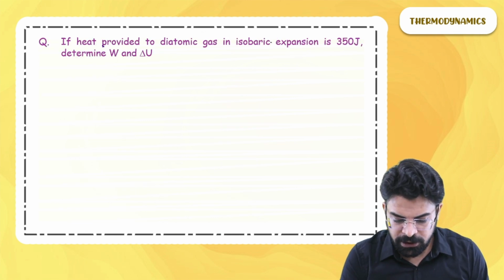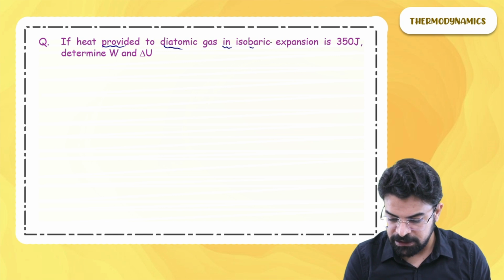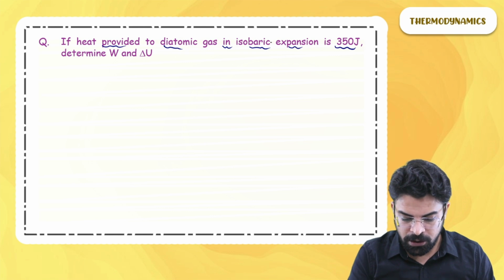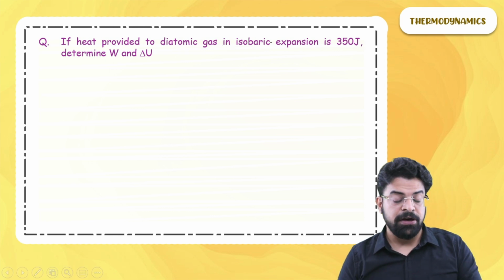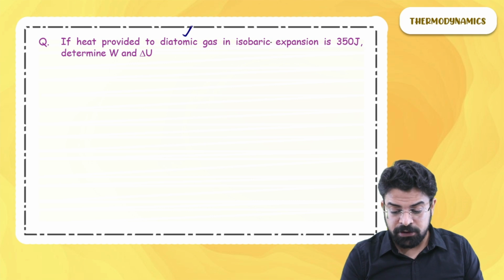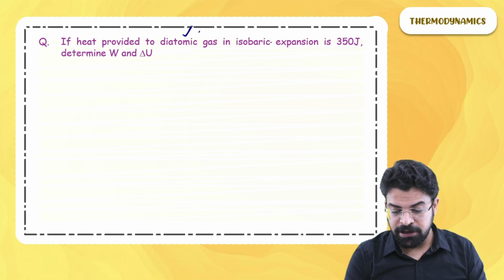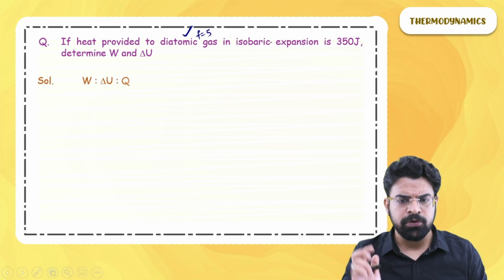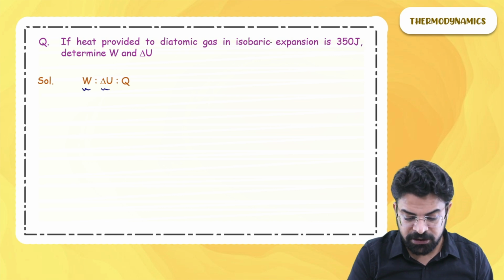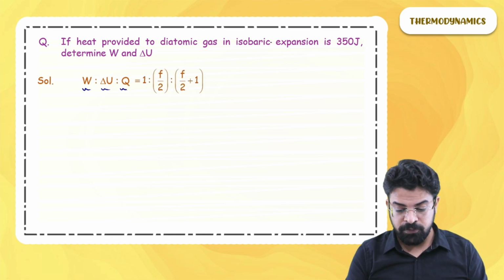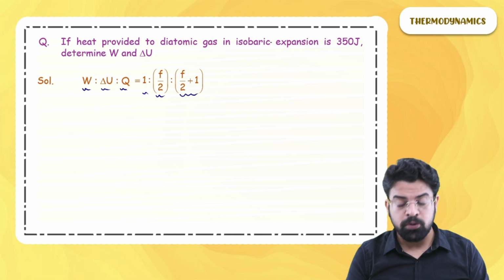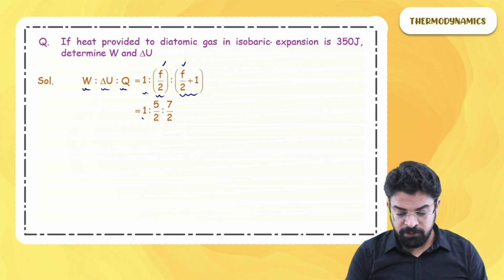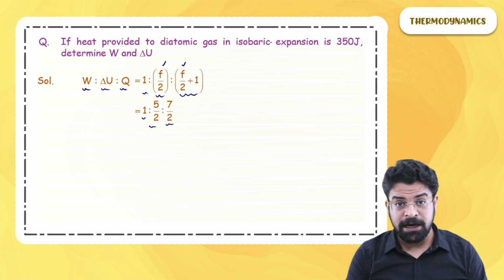So the question: if the heat provided to a diatomic gas in isobaric expansion is 350 joule, what is the work done and what is the change in internal energy? The type of gas given to us is diatomic. For a diatomic gas, the degree of freedom is 5. So we know that for a gas undergoing an isobaric process, the work done, the change in internal energy and the heat given are in the ratio 1 is to F by 2 is to F by 2 plus 1. For a diatomic gas, you will substitute F as 5. So you will get 1 is to 5 by 2 is to 5 by 2 plus 1. That becomes 7 by 2.